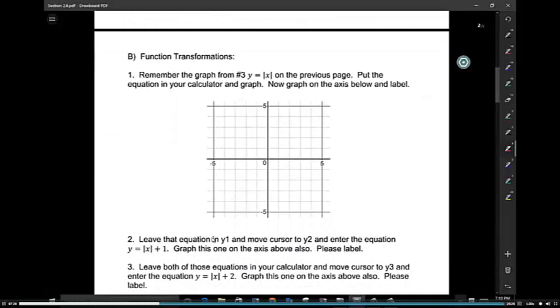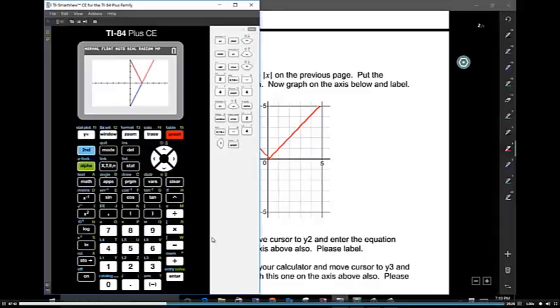For function transformations, it says remember the graph from number 3, the y equals absolute value of x on the previous page. Now, I know it says go ahead and put that in your calculator, and I'm going to do that in a minute, but let's just go ahead and graph it. Remember how it was a V that was right there at the origin, and it went right through the middle of the graph on that side, and right through the middle of the graph on that side, right?